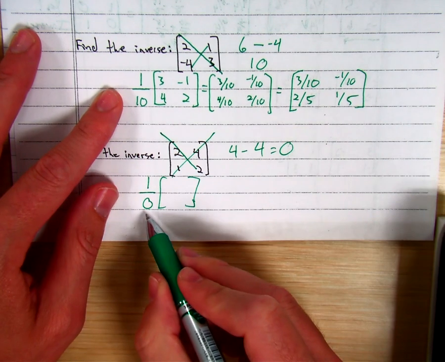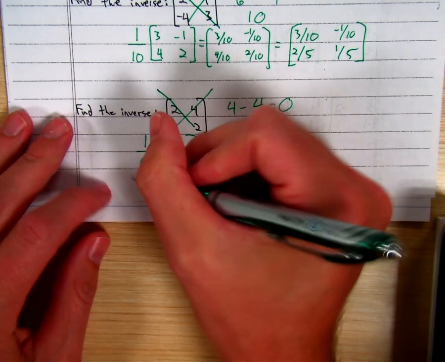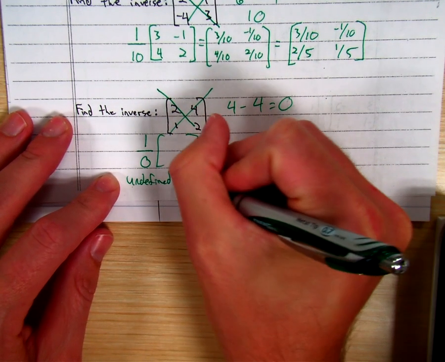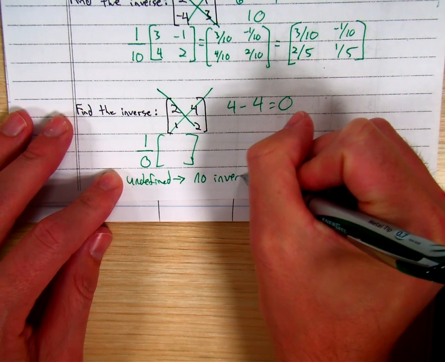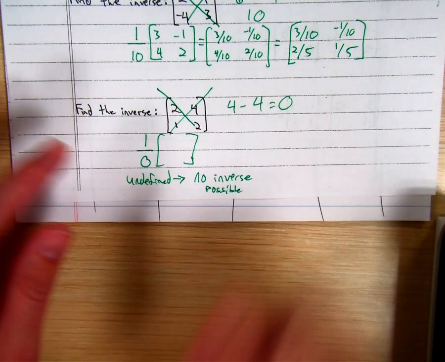Can we divide by 0? We cannot divide by 0. So that's going to be undefined. And that's going to mean for us that there is no inverse. No inverse possible. Or just no inverse. Okay?